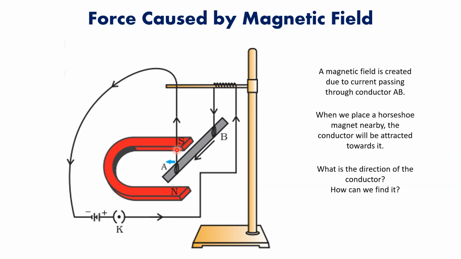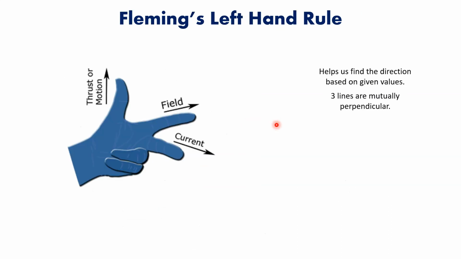Well, the first thing you need to know is, yes, since the conductor has a magnetic field around it, the horseshoe magnet will be attracted to the conductor. To find the direction, we can use Fleming's left-hand rule. It helps us find the direction of the motion of the conductor based on two given values: the direction of the field and the direction of the current. These three lines are mutually perpendicular, and the thumb points in the direction of the motion. The index finger shows the direction of the magnetic field, and the middle finger shows the direction of the current.